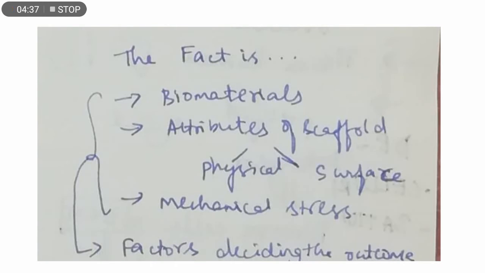The fact is that there are some factors which will decide the outcome, such as the biomaterials which are used, the attribute of the scaffold, and mechanical stress, whatever is given. Okay, so what is a scaffold, guys? A scaffold is nothing but a brick in a building. I would consider it as a brick in the building, or a sponge which has a lot of pores onto which water molecules can sit. So this scaffold is going to be the building block of our entire organ.